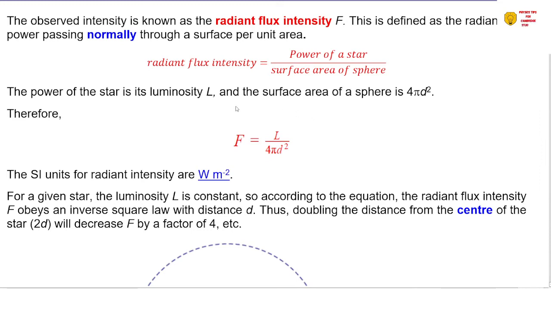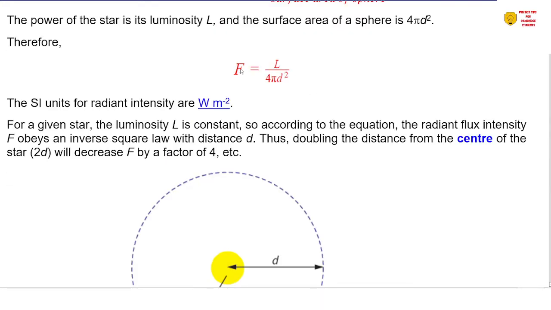So the power of the star is its luminosity. So don't be confused. Luminosity and power have the same units, they just mean the same thing. And the surface area of the sphere is 4 pi d squared. Please don't confuse this d with diameter. It just means the distance that the star is away from the Earth. So therefore, F, the radiant intensity, is equal to L, luminosity, over 4 pi d squared. And the unit of radiant intensity is watts per square meter.